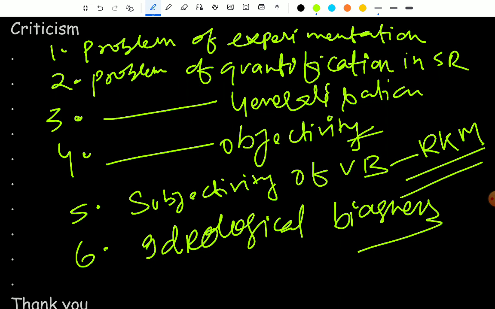Okay, so this is one reasoning of why critics criticize sociology, or why critics criticize the use of science in sociology. Next, there are six major criticisms. Some more criticisms are there, such as field limitations. We can consider this too, field limitations.